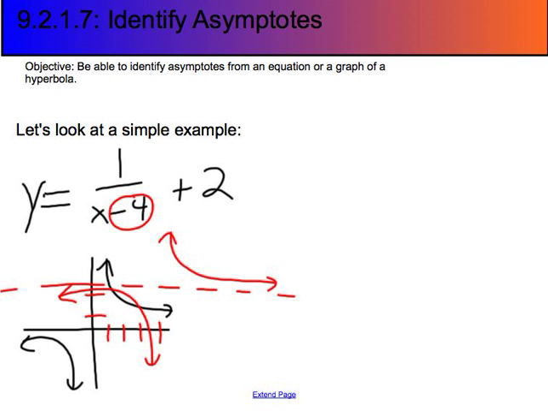I guess I wanted that to be at 2 right there. Let me erase a bit there. So we'll pretend that this is right at 2 like I wanted it to be.